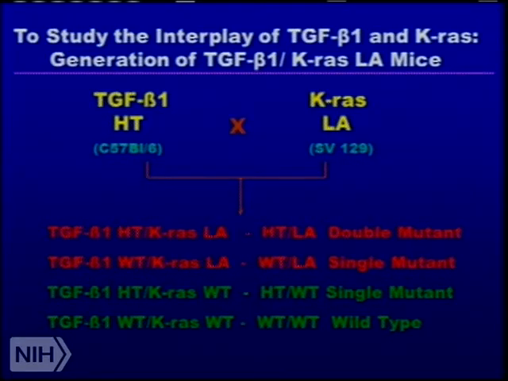We then generated 4 types of mice. The TGF-beta1 heterozygous KRAS latent activatable double mutant, the TGF-beta1 wild type KRAS latent activatable single mutant, the TGF-beta1 heterozygous single mutant, and the wild type mouse littermate as well.